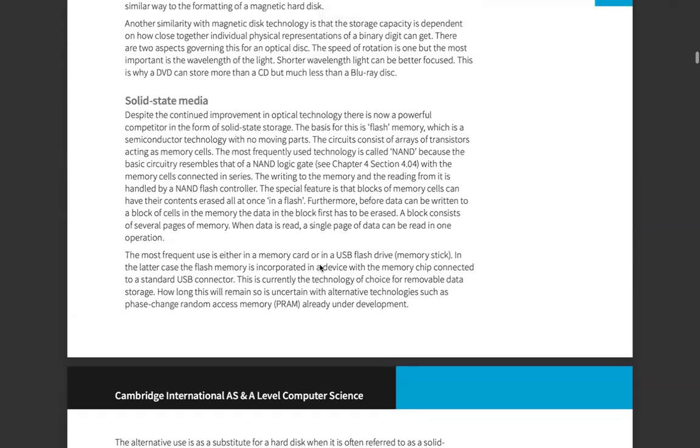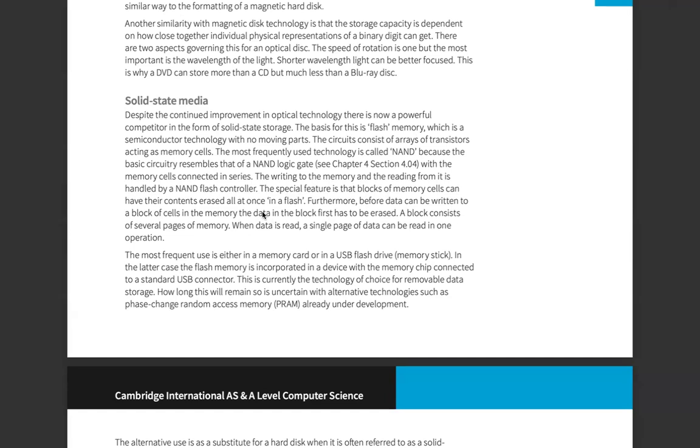So මෙතනදී when it comes to solid state media means anyway the hard disk drive. එතකොට what we are using there anyway the NAND logic gate එක තමයි අපි use කරන්නේ. So NAND logic gate එකෙන් තමයි read and write both අපි කරන්නේ as a flash controller. ඊට පස්සේ special feature එකක් විදිහට if we consider a special feature that is actually that blocks of memory cells can have their contents erased all at once. ඒගොල්ලන්ට පුළුවන් එකපාර ඔක්කොම erase කරන්න in a flash memory.